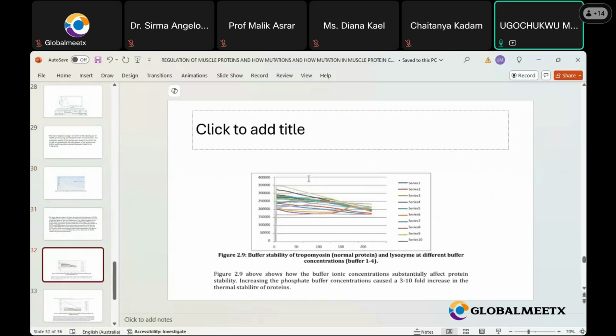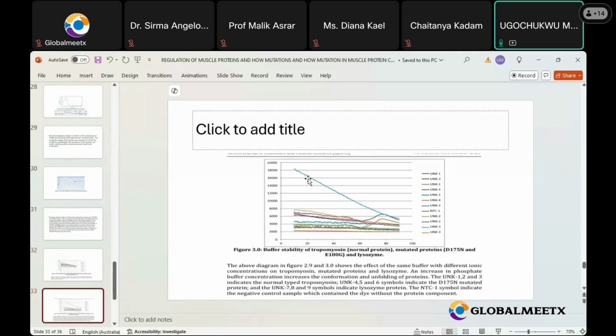The next slide shows the buffer stability of tropomyosin and lysozymes at different buffer concentration. Increasing the phosphate buffer concentration causes a 3 to 10-fold increase in the thermal stability of proteins.